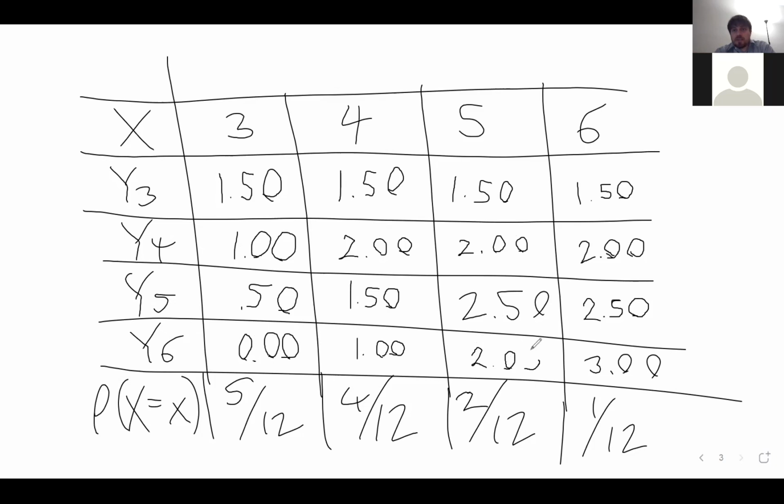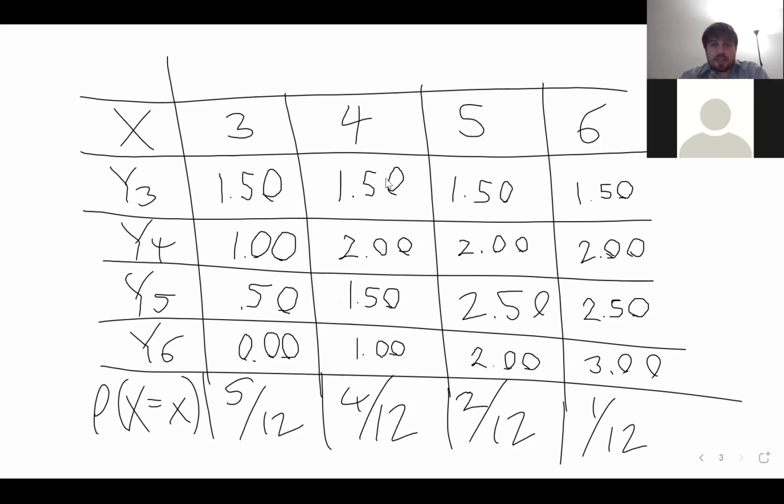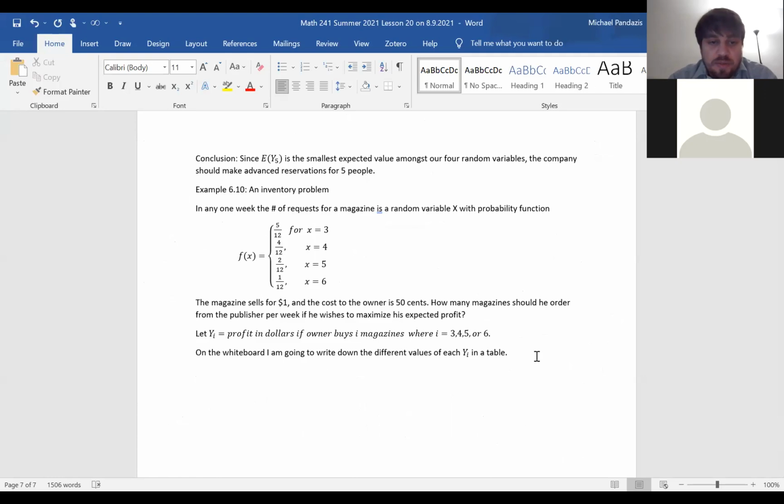Okay, so this is the table that tells you all the possible values. And now you just use this table. You take each value of y sub 3, multiply it by the respective probabilities, add up the products, and you get the value of each expected value. Okay, so I'm going to do that quickly on the whiteboard. And now you just find the value of each expected value from the whiteboard.